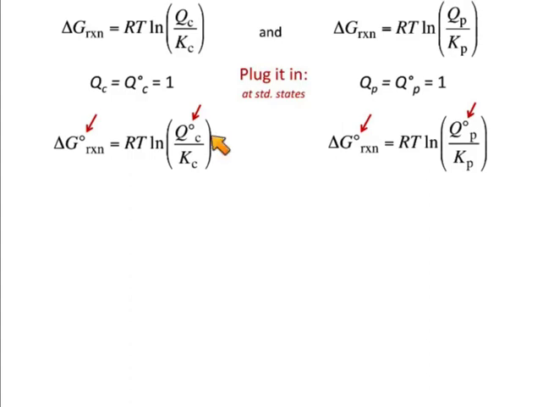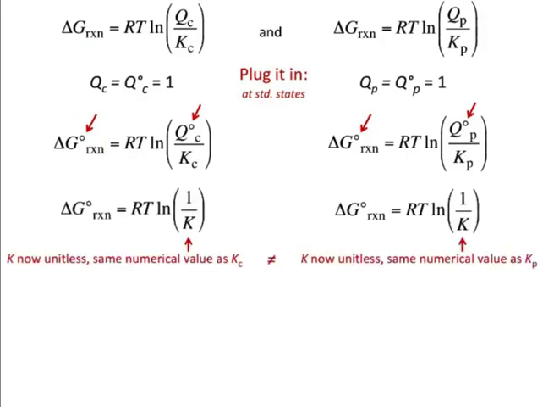The numerical value of this number here is equal to 1. And now delta G is now delta G naught. Because we're at standard states, this degree sign appears over here. So these two things are different. Alright, so now since Q is equal to 1, we can set it equal to 1.